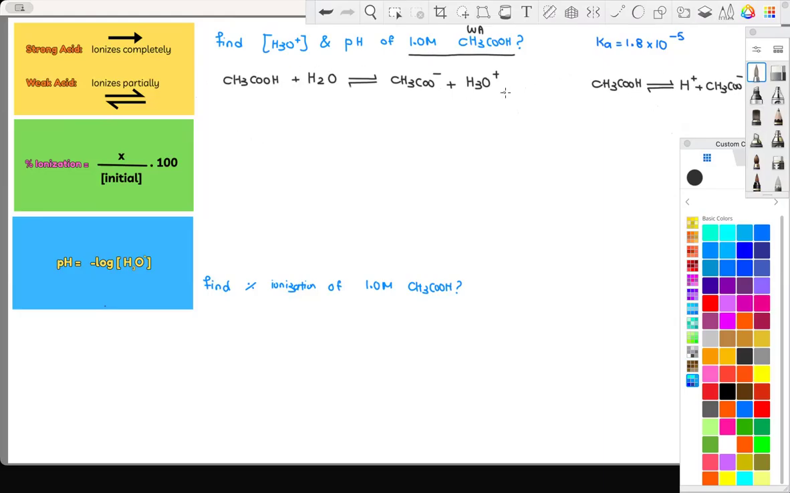They're essentially the same thing, because at the end, H3O plus, which is the hydronium ion, is the same thing as H plus. So when you want to find the pH, you can just get the negative log of either one of them.